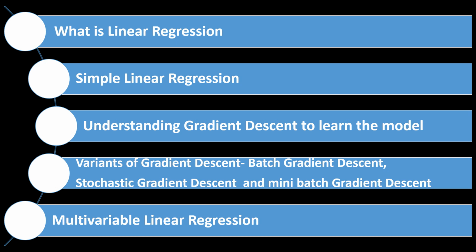So, in this episode, we'll be looking into what is linear regression, a simple linear regression. Then we'll try to understand the gradient descent algorithm, which is the workhorse for any learning model. And then we'll look at some variants of gradient descent like batch gradient descent, stochastic gradient descent, and mini batch gradient descent. Then we'll also see multivariable linear regression, or what we say multiple linear regression. But before that, let's have a recap of the previous episode.